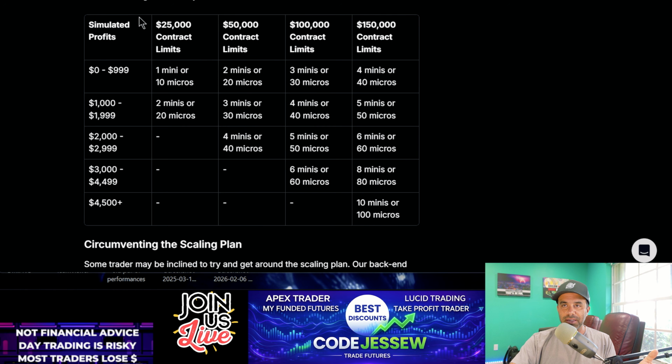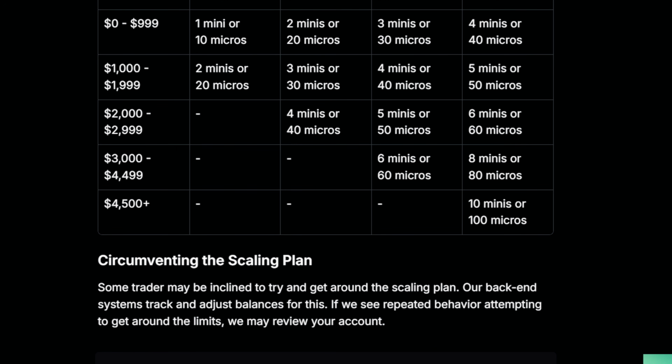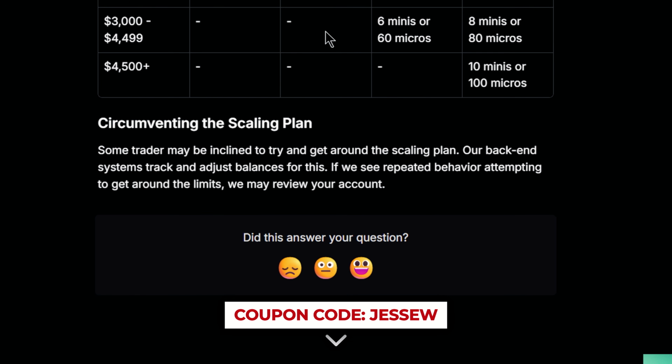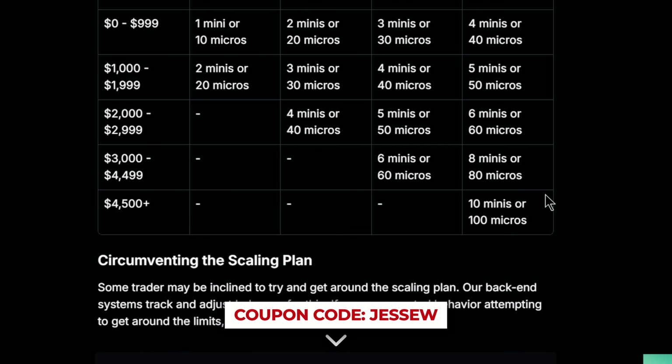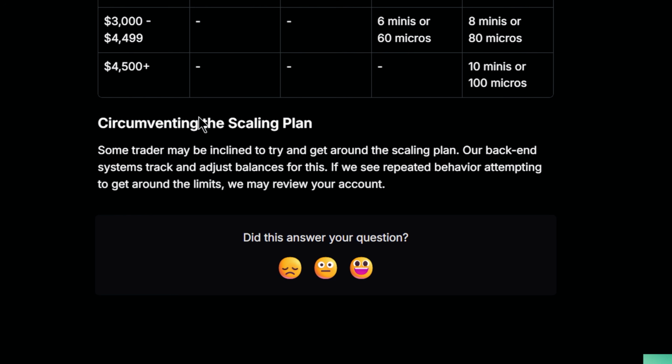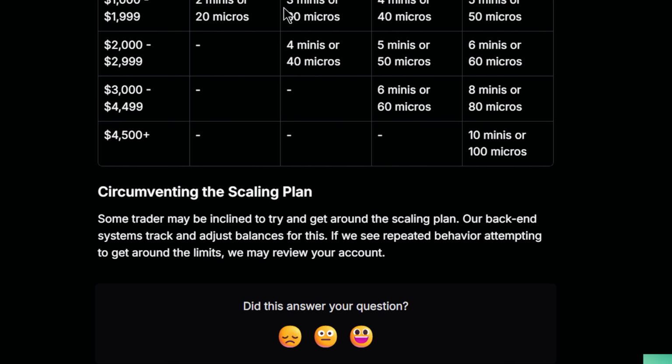Once again, for your viewing pleasure, you can pause the video here if you want. This is your scaling plan according to your account size up here and the dollar amount in profits you have. So take a look at that, read it, pause the video. Take a screenshot, paste it on your desk somewhere or on your desktop so that you can see it, so you don't violate it.